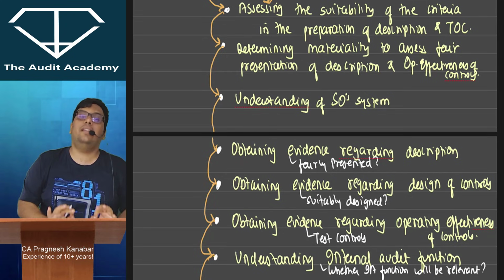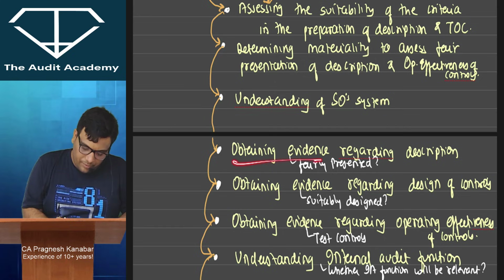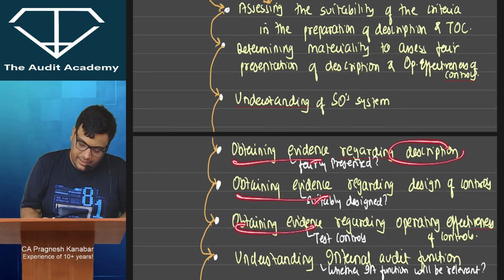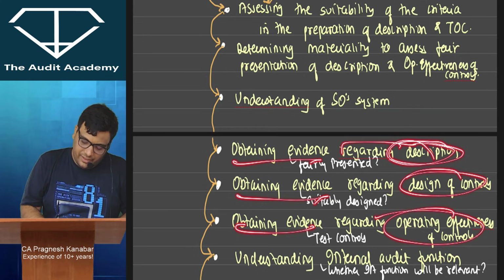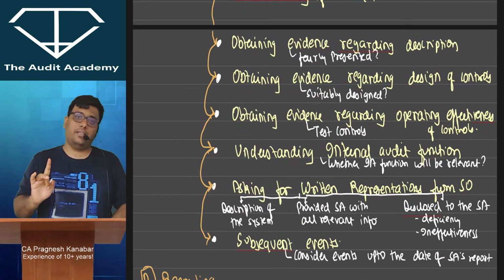What does the service auditor have to do? DDO: description, design, and operating effectiveness. So obtaining evidence regarding the description, regarding the design of controls, regarding operating effectiveness. Description: whether it is fairly presented. Design of controls: whether it is suitably designed. And operating effectiveness by performing tests of controls. Yes sir, yes sir, yes sir.